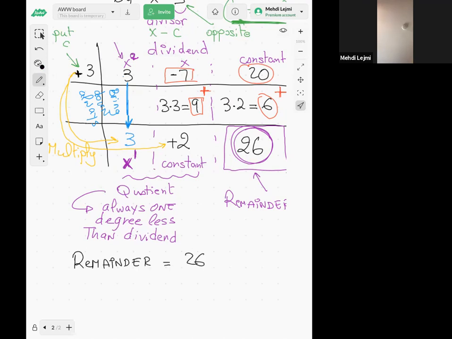Okay, now what about the quotient? So the quotient, we said, we start with x here, x power 1. So how many x power 1 we have? We have 3. So it's 3x plus, then the constant, it's plus 2. So it's 3x plus 2.